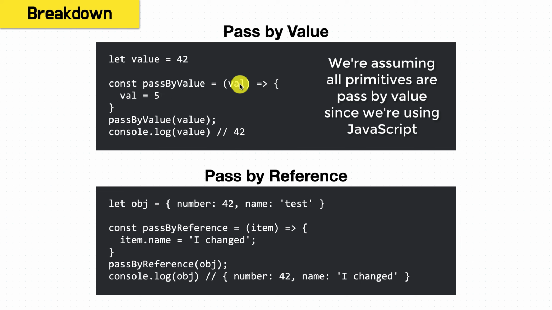So this creates a new variable inside this function that has the same value originally. So it starts out as 42. This value is set to 5 inside the function, but it has no impact on the original variable that we declared.